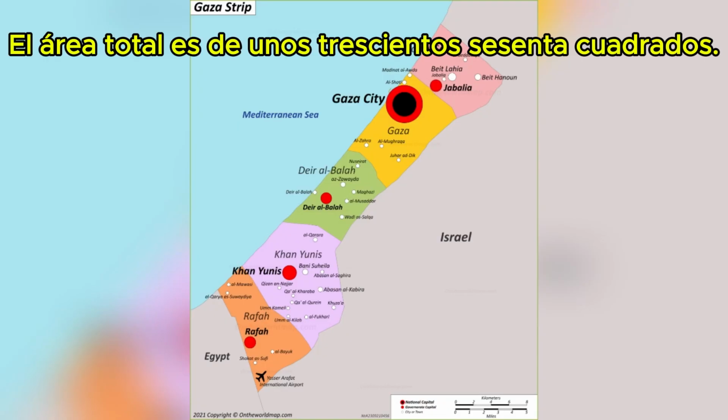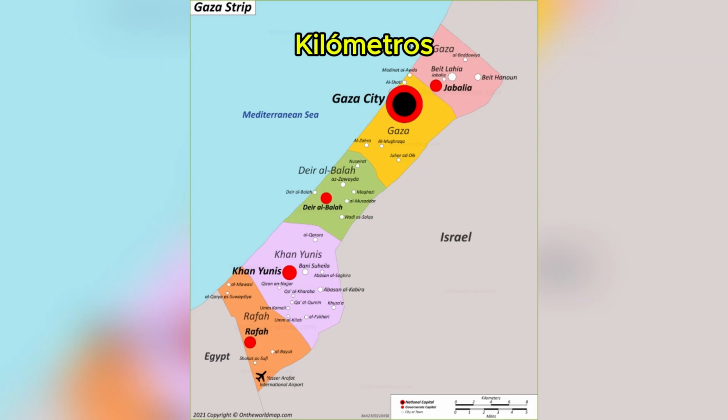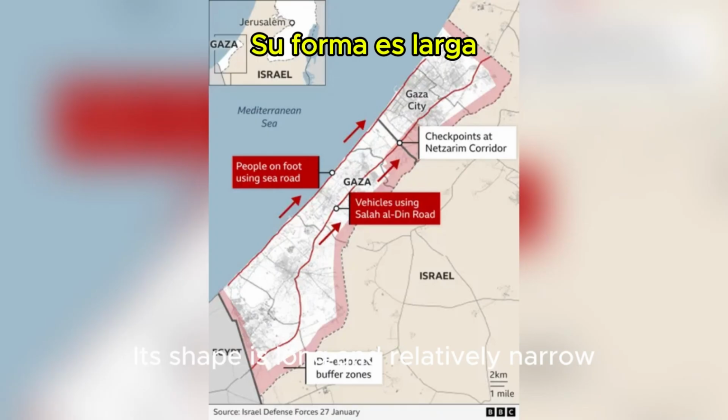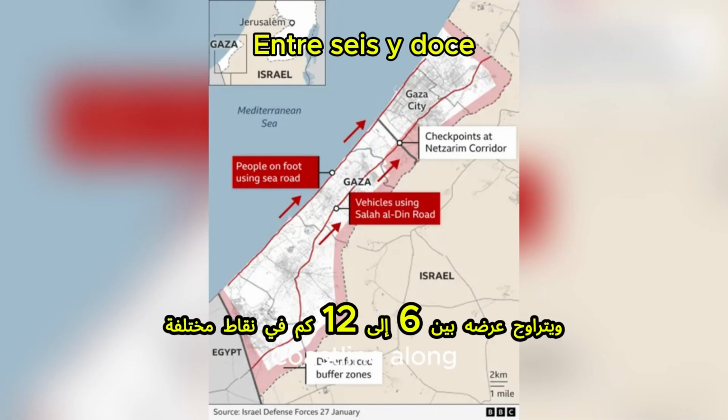Its total area is about 365 square kilometers, which is about 141 square miles. Its shape is long and relatively narrow, about 41 kilometers long, and its width ranges between 6 to 12 kilometers at various points.